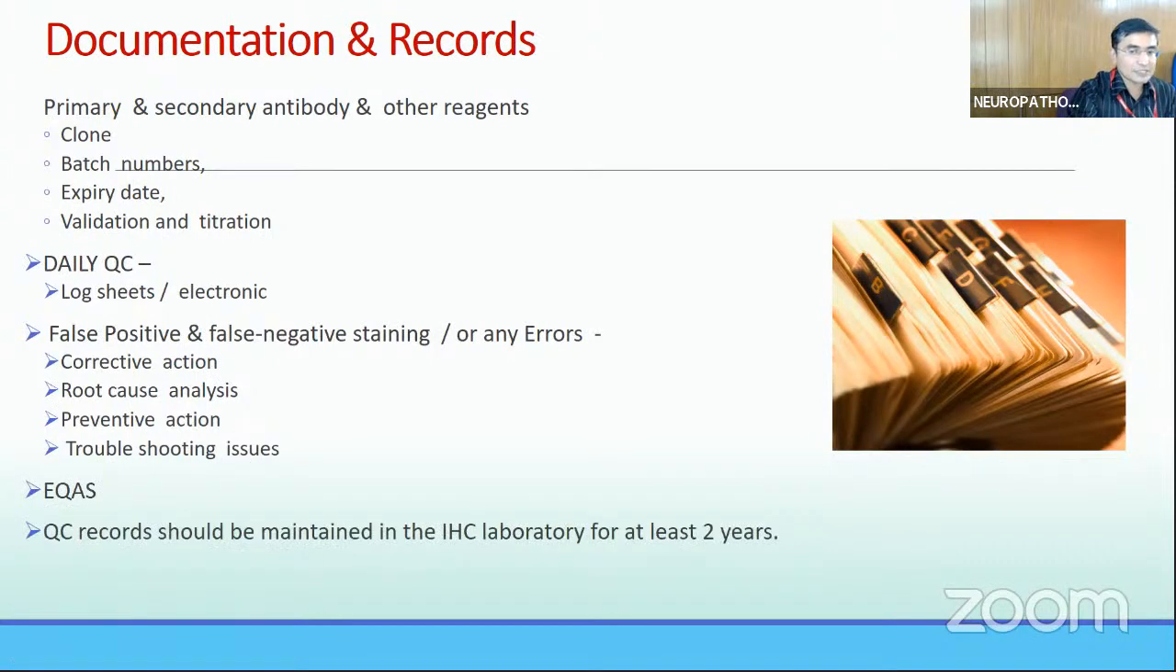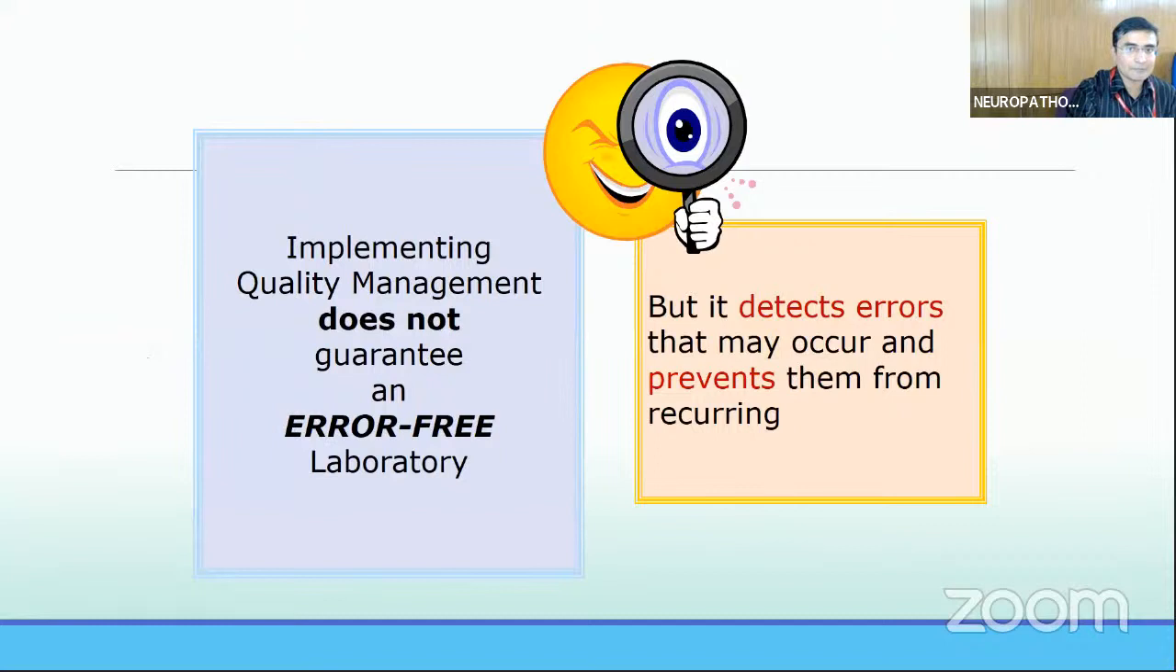And reagent details have to be recorded, and NABL recommends that all the QC related records have to be maintained at least for 2 years, and they have to be meticulously maintained because they will act as an excellent quality assurance tool and a proof. And most importantly, it will act as a tool for training and education internally and externally.